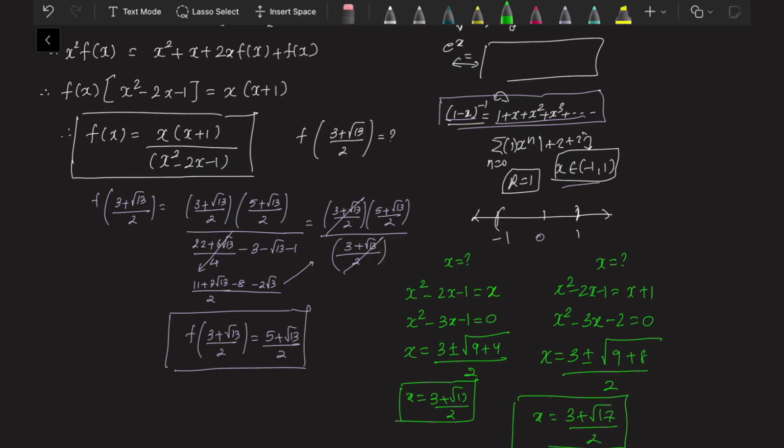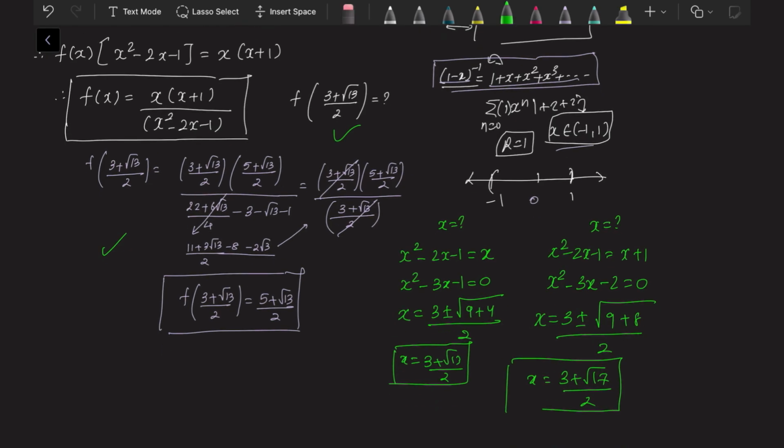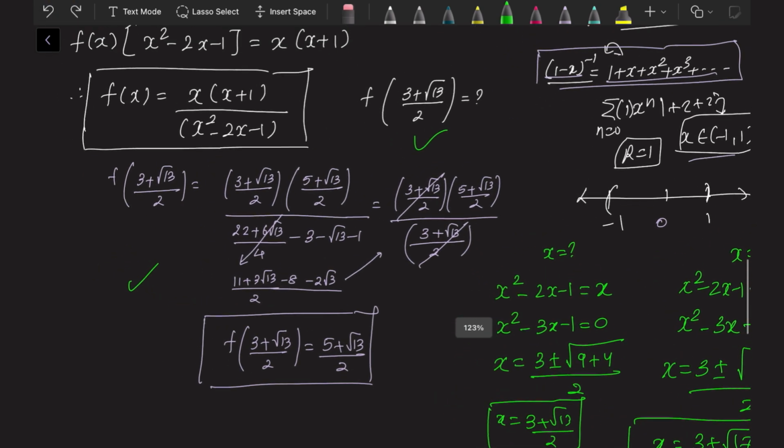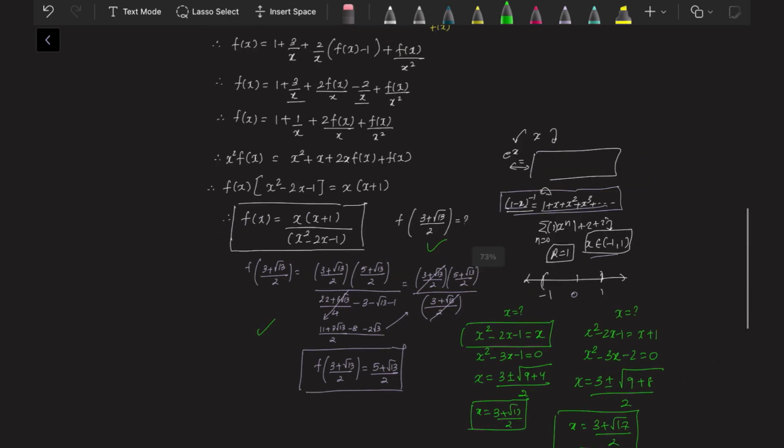So if the question was to find the value at this, yes, the task was easy, and even if the question was asked at this particular value, again it would be very easy, because now you know that both of these will cancel out. That is the main motive to bring this kind of random value. Always think in a problem why they have given such a random value, 3 plus square root of 13 upon 2. The main idea was to bring down this particular pattern, so the final task would be easier as the cancellation is easy.